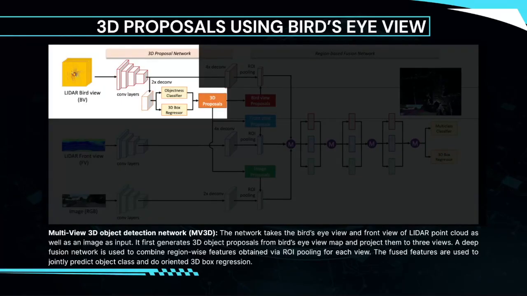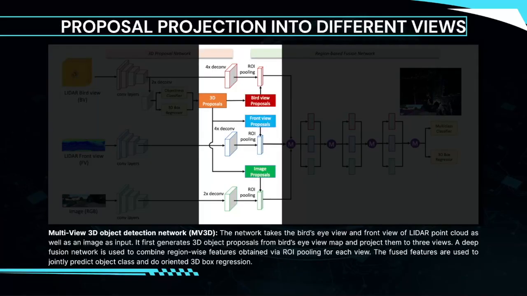3D proposals using bird's eye view. The algorithm first looks at the bird's eye view to quickly find candidate boxes or potential 3D regions where the objects might be. Why bird's eye view? Because objects are much easier to separate from above, because they don't overlap as they do from a front camera view.